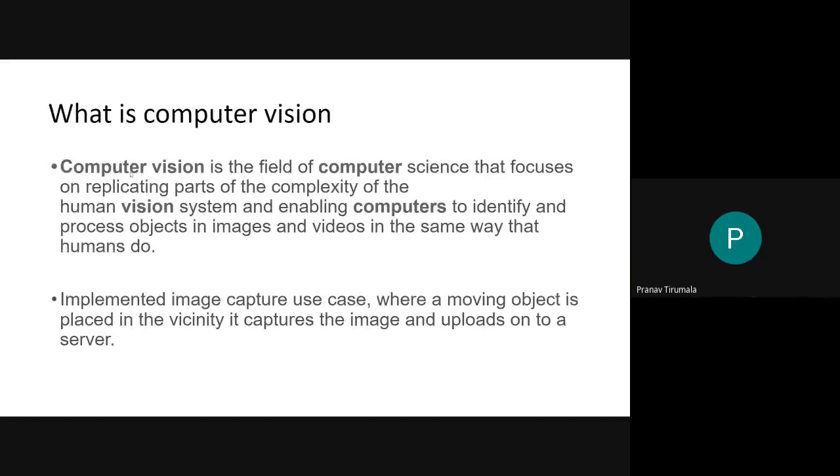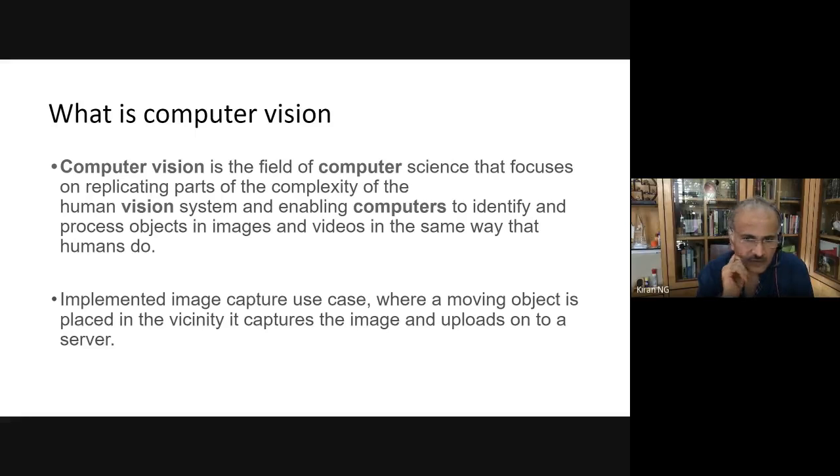Yeah. So, what is computer vision? Computer vision is basically the field of computer science which tries to replicate the ability to see things and identify them like humans can. Yeah. Anyway, that's what I explained now.